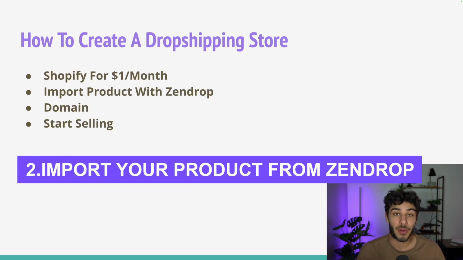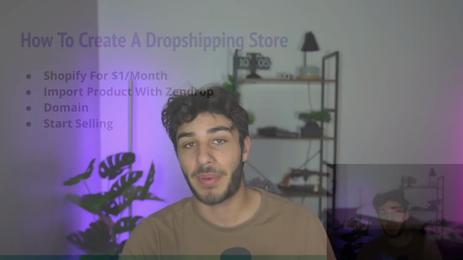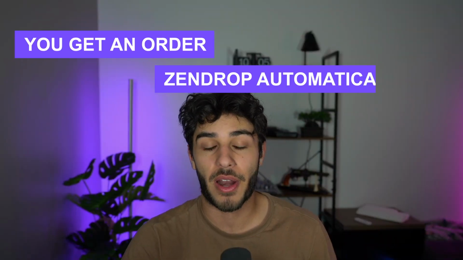Then you're going to go ahead and import your product from, I suggest using Zendrop. You can either find something from their catalog or import from AliExpress. Feel free to check out other videos on this channel to learn how to do that process. But basically, anytime you get orders, they're going to automatically fulfill them, so you don't have to worry about buying products and shipping it to the customer's house every time you get a sale, and you also don't have to worry about getting slow shipping times because they're going to take care of everything.